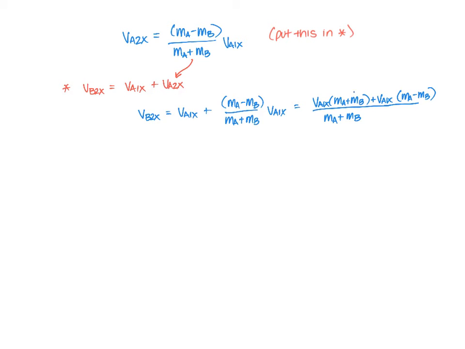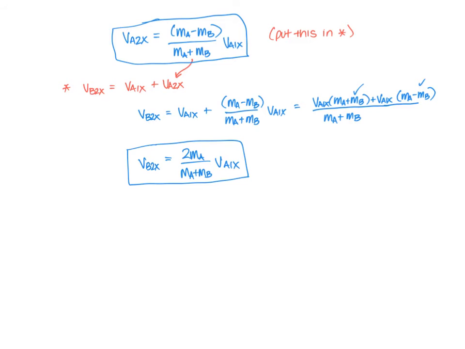Now, because of this, these two terms will cancel out, and this will simplify to twice the mass of A over MA plus MB times VA1x. So these are our two results. Basically, we have found, because the collision was deemed to be elastic, and remember, the initial velocity of object B was 0, we were able to find the final velocity of both objects.